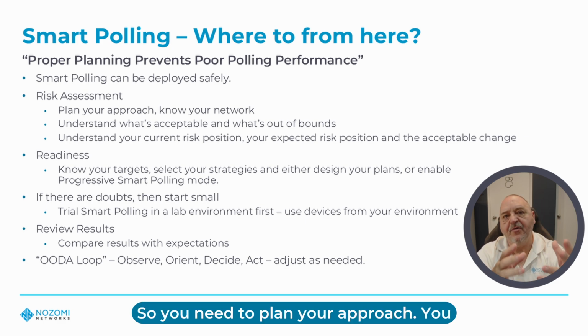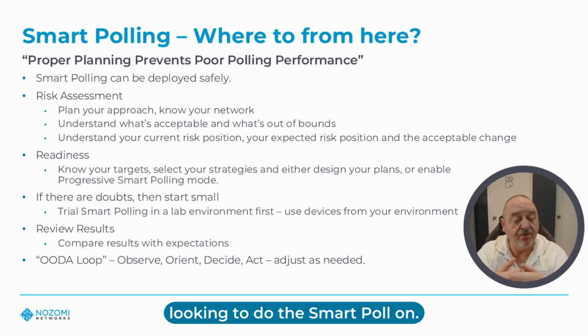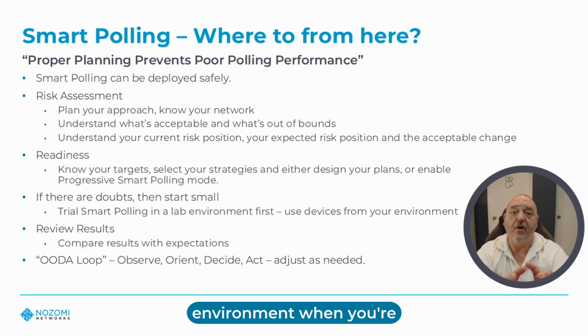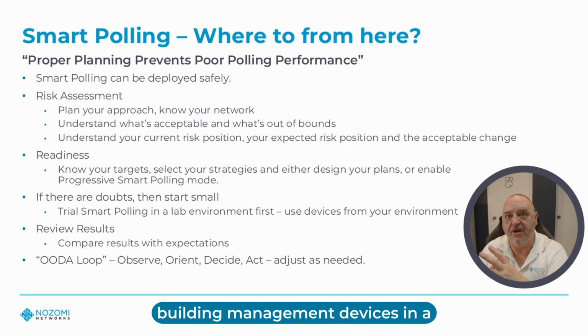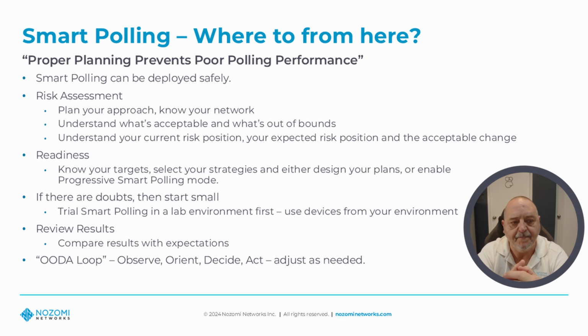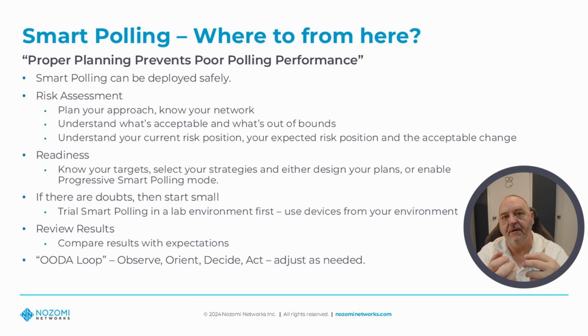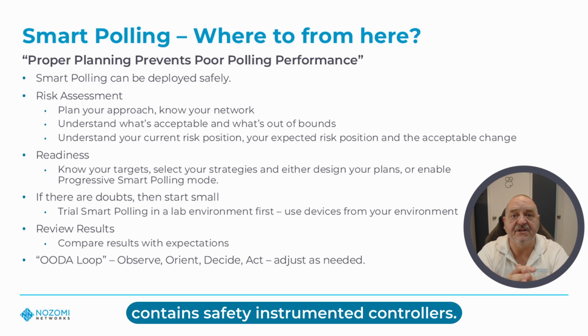So you need to plan your approach. You need to know the network that you're looking to do the smart poll on. Obviously, it's a very different environment when you're looking at oil and gas as opposed to looking at IoT devices or building management devices in a commercial office space or commercial property. You need to understand what's acceptable and what's out of bounds. Things like maybe a network segment that contains safety instrumented controllers. That's probably out of bounds.